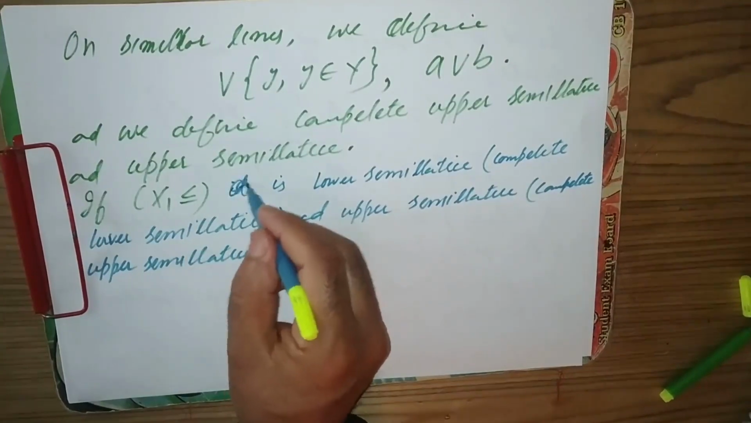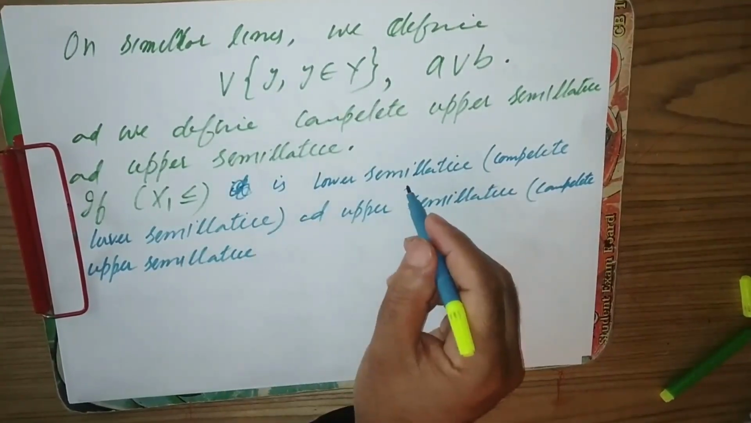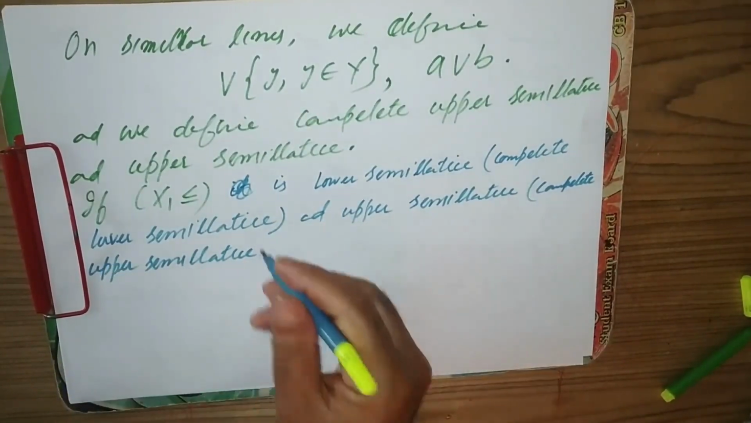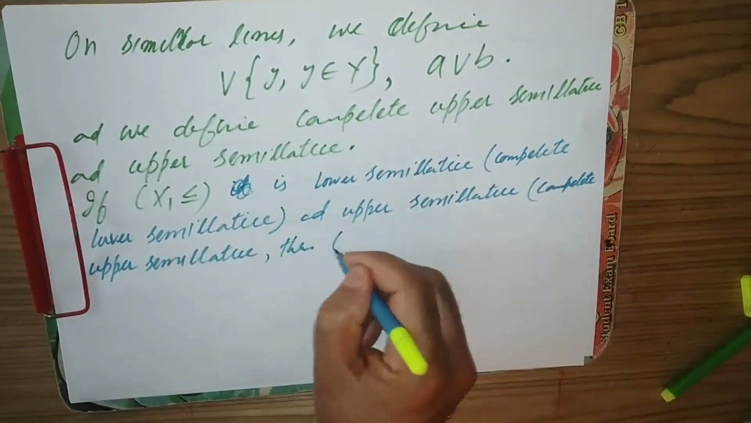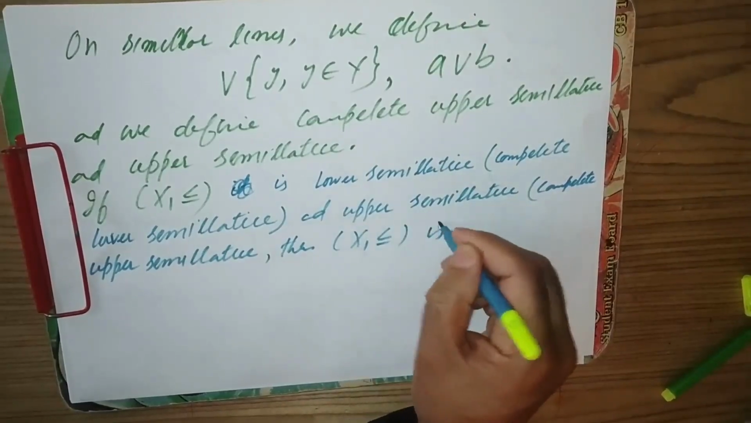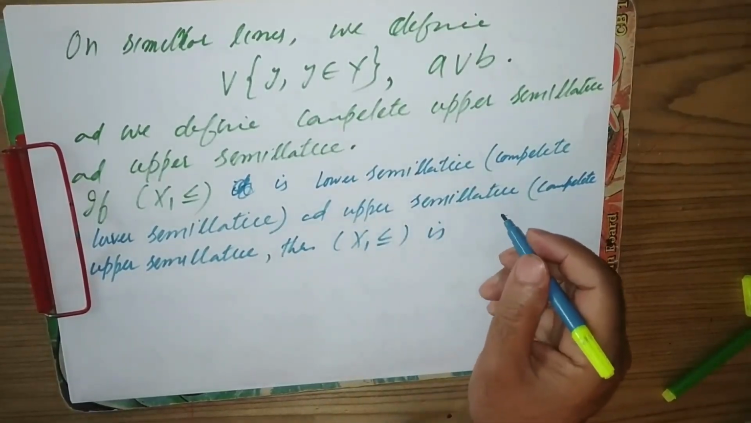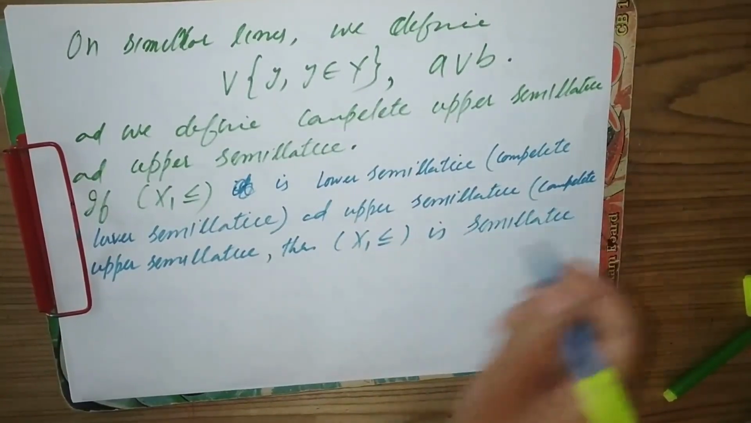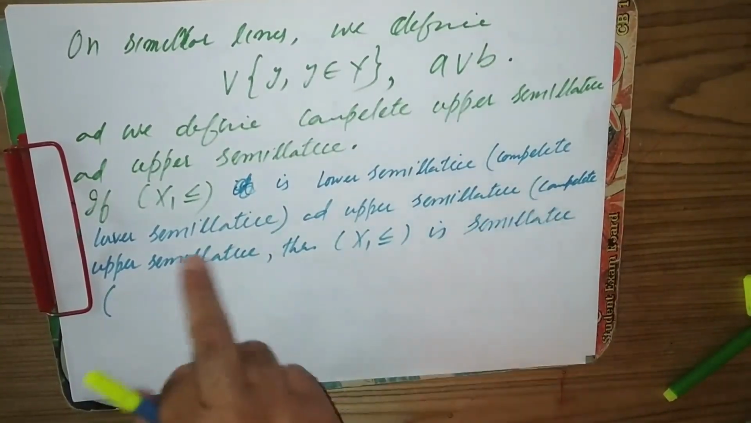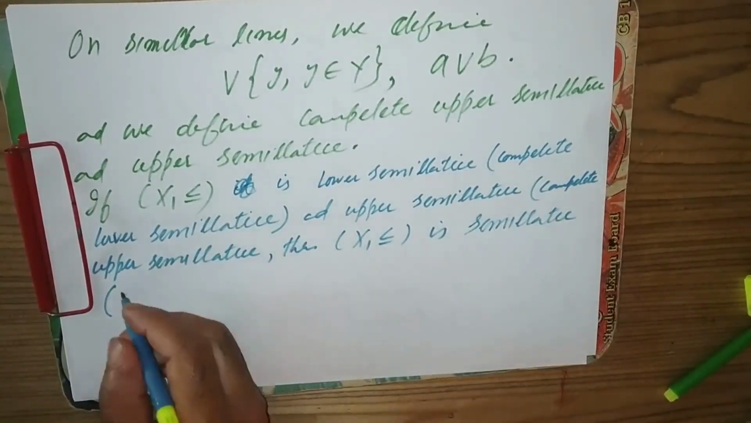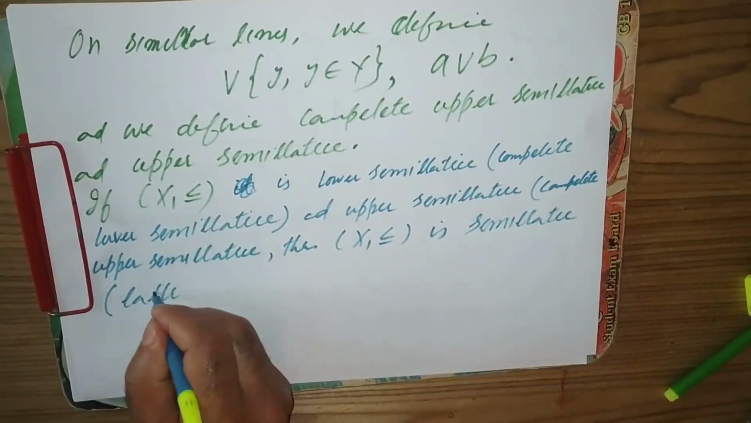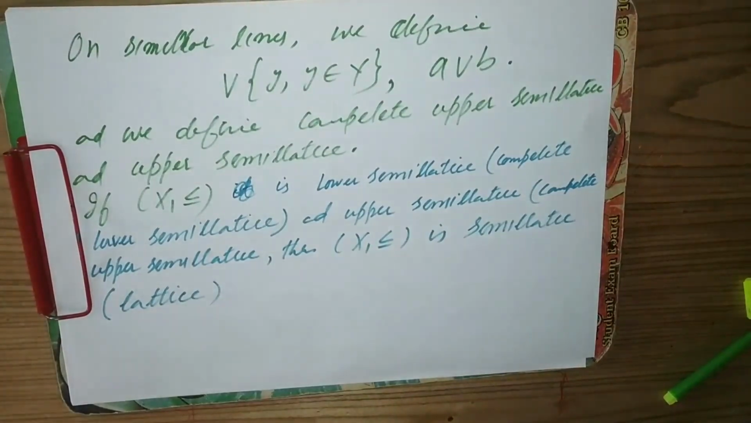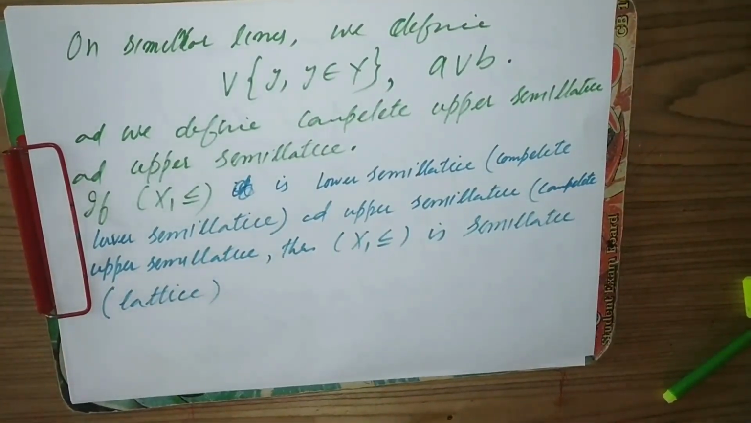If the partially ordered set X is both a lower semilattice and an upper semilattice, or both a complete lower semilattice and a complete upper semilattice, then this partially ordered set X is called a semilattice. And in case it's both a complete upper semilattice and a complete lower semilattice, in that case it's called a lattice. So lattice means which is both a complete upper semilattice and a complete lower semilattice, that's called a lattice.